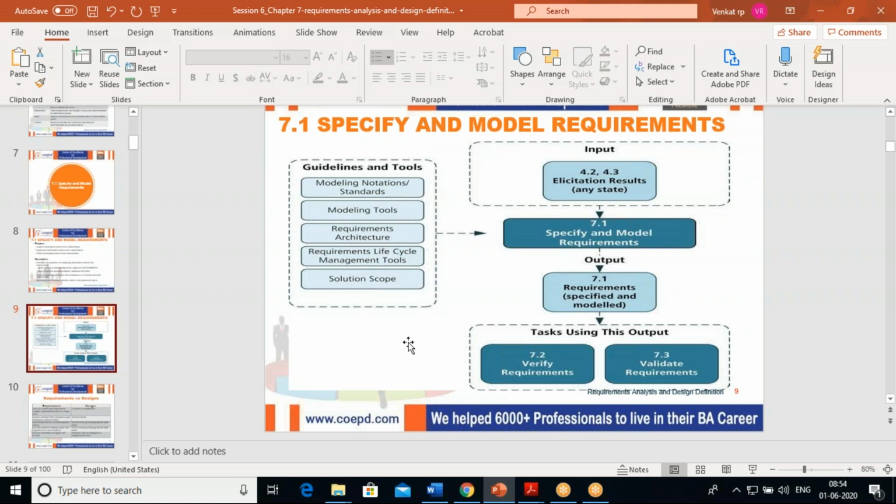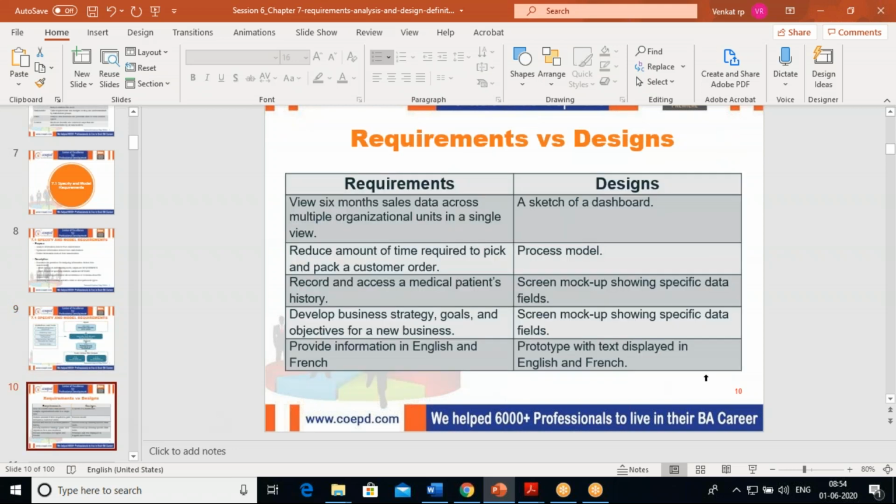If the scope is free, then based on it we are taking these guidelines, and we are going to specify and model the requirements, and finally the output would be the requirements modeled. We model the requirements here. Now for you to understand, we have already seen what a requirement is and what a design is. We need to understand the relationship between the requirements and design.